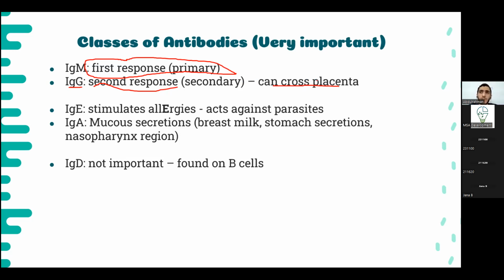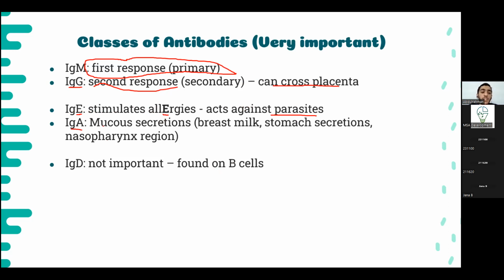Like in pregnancy, for example, they ask you, for a pregnant woman, which immunoglobulin, because antibodies could also be referred to as immunoglobulins. So which antibody could go to the baby is going to be IgG, because it can cross the placenta. There is an IgE. You look at the E, it reminds you of allergies. So IgEs are stimulating allergies. And another important concept is that they're acting against parasites.